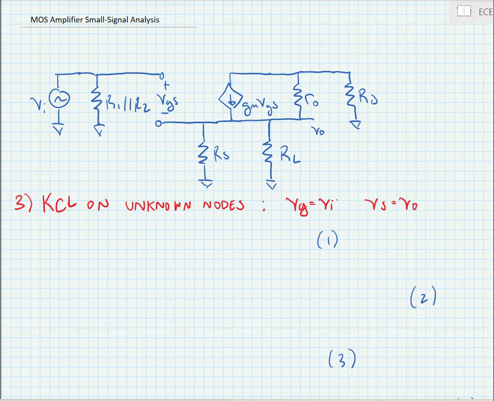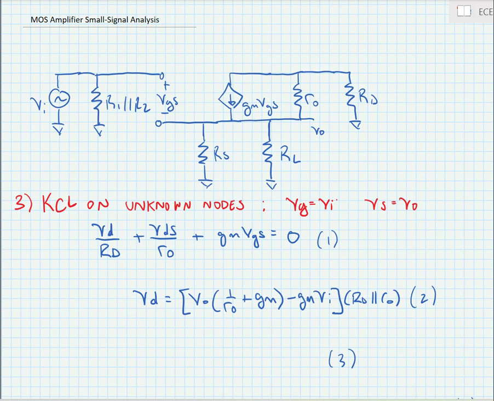All right, so to do the analysis, we just need to write KCL expressions at every node. So we're going to start at the drain node. VD over RD plus VDS over RO plus gm VGS is equal to 0 will be our first equation. We can simplify this a little bit. Here we've simplified this and solved for VD by making the substitutions that we've noted above. VG is equal to VI and VS is equal to VO.